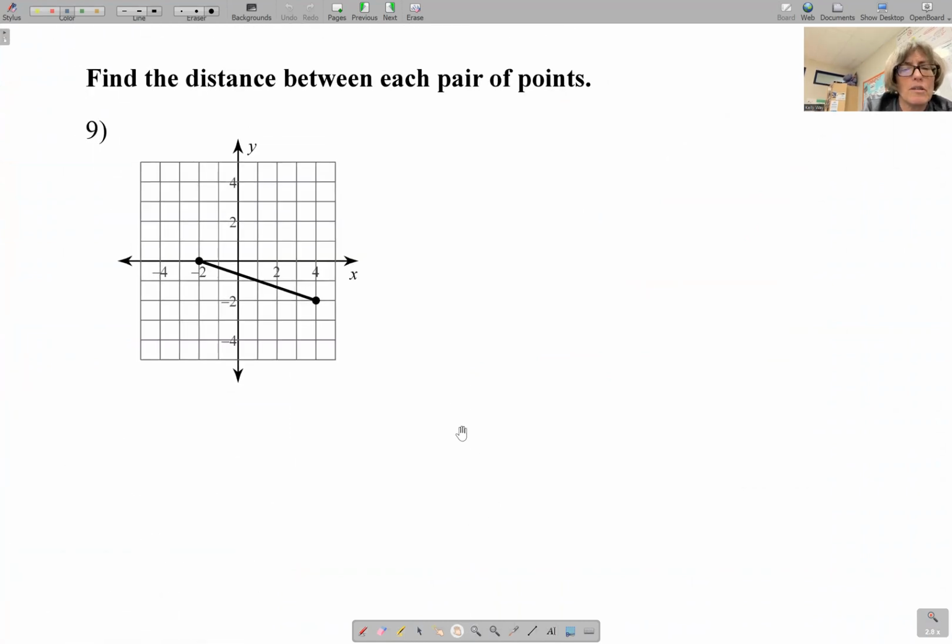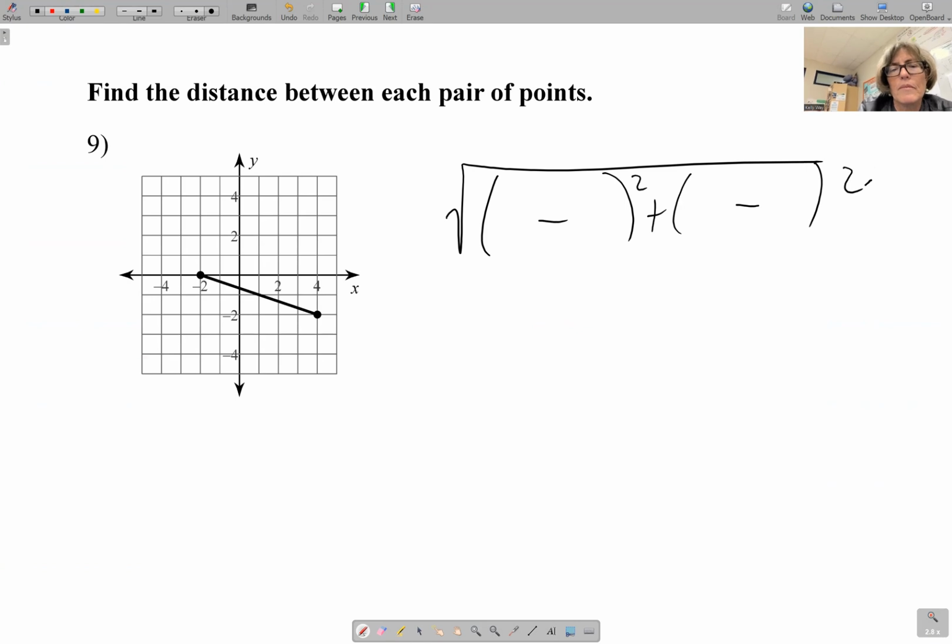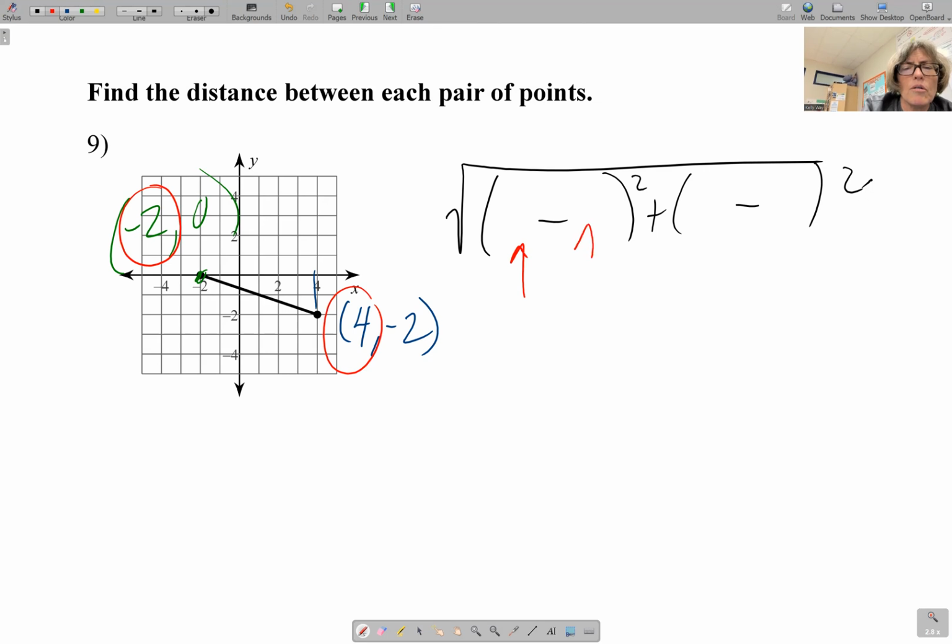Find the distance. Your distance template looks like this. Get your coordinates. This is going to be 4, -2. And this one is -2, 0. You plunk in X to X here. You plunk in Y to Y here. Remember, you must go the same direction for both. And whatever you get square root, you must make sure you simplify.